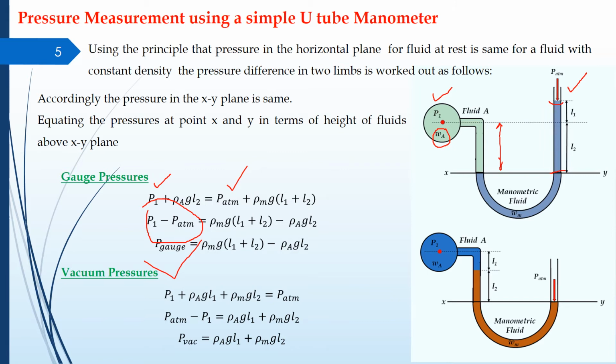So again, since we are trying to measure the vacuum pressure, the pressure at point P1 will be less than the atmospheric pressure. So P atmospheric minus P1 will be given by rho A g L1 plus rho M g L2, and again by putting the appropriate values we can get the vacuum pressure. So how can you say that this will be a configuration for your gauge pressure and this will be a configuration for your vacuum pressure?